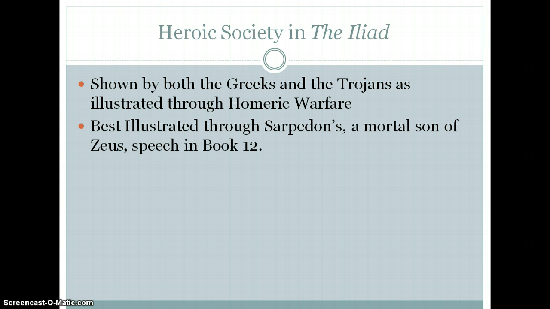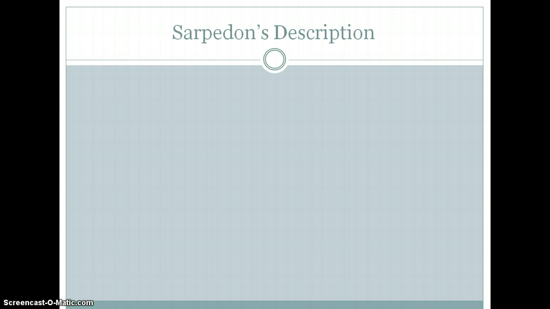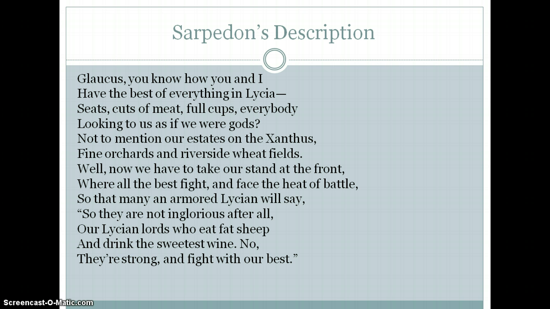This is best illustrated through Sarpedon's speech. Sarpedon is a mortal son of Zeus, and the speech occurs in Book 12, which we are not reading. We'll look at a brief segment of it in this lesson. The heroic society is questioned by Achilles. He illustrates the flaws within it and kind of gives us a bit of a restructure as to what it should function as instead of what it does function as. So Sarpedon's speech, this is the first part of it.